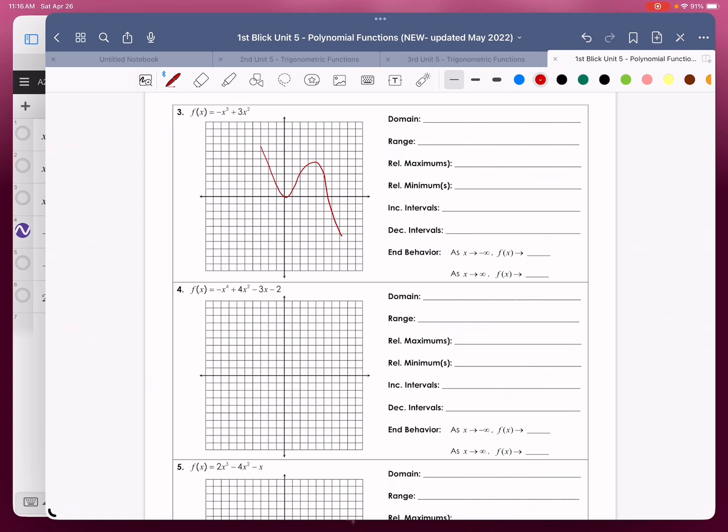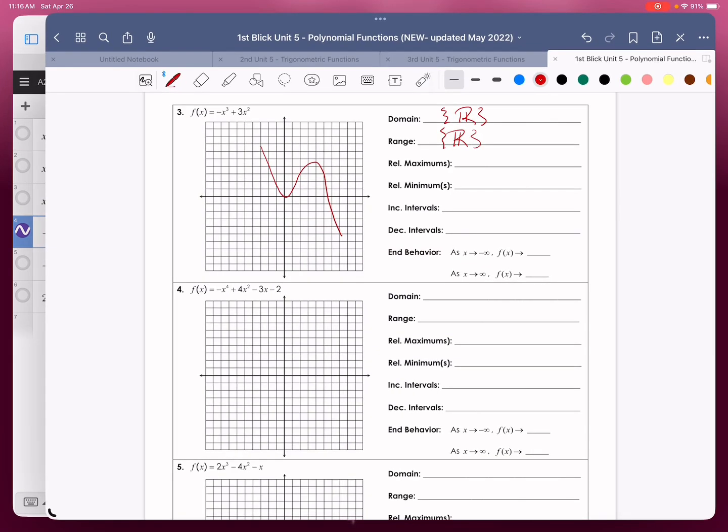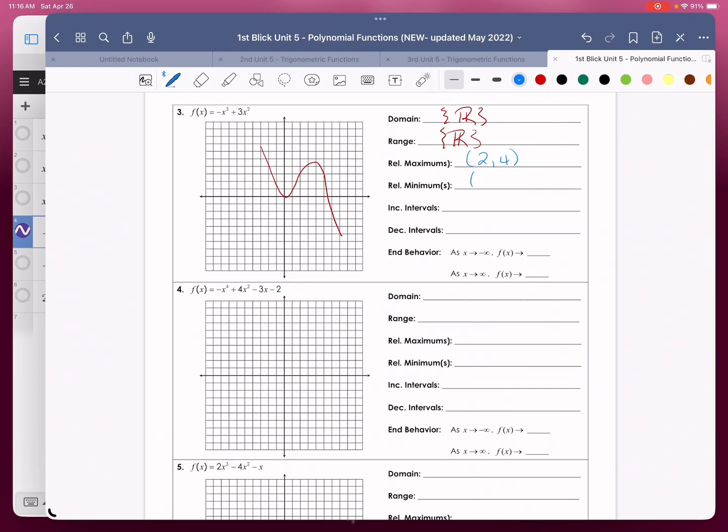All right, when we look at this, our domain is going to be the set of real numbers, and our range is also going to be the set of real numbers. All right, our relative maximum. So we look over here, we have one max, and it's at this point right there, (2, 4). So that was an easy one. And our relative minimum, let's look back at the graph, there was one of those, and it's at the point (0, 0).